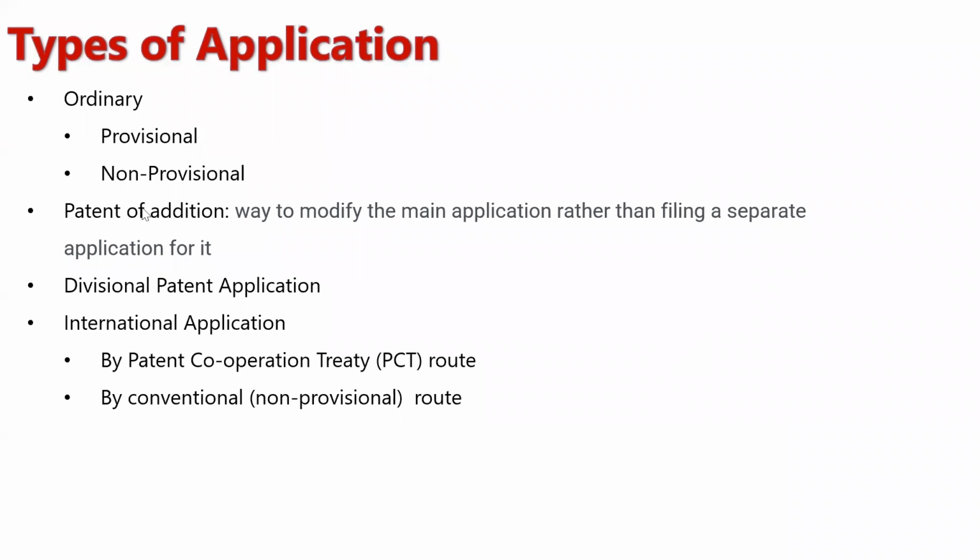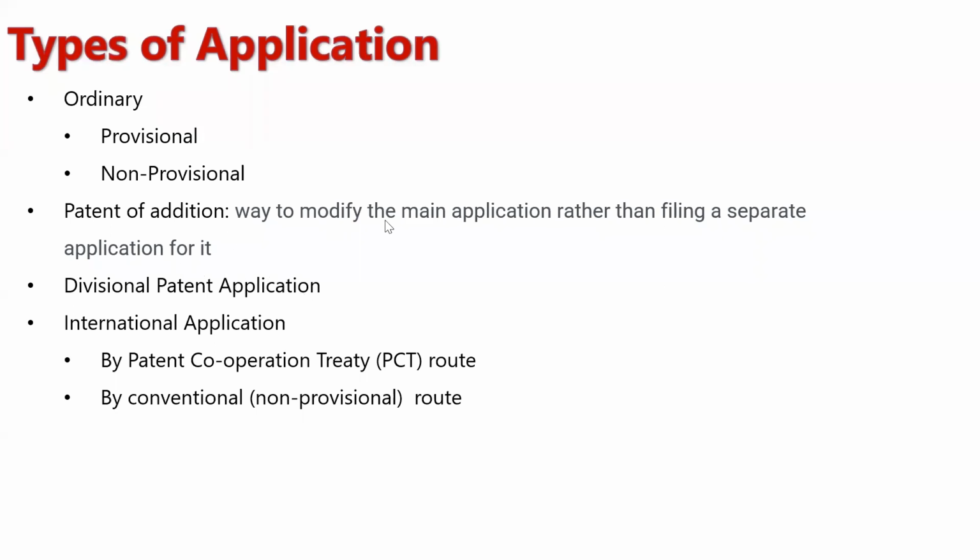Patent of addition. For a fresh patent, you use the ordinary application. But suppose you file the patent, and after filing you find that some part may not work, or it may infringe another product, so you can modify the main application. If you want to modify the application, rather than filing a separate application, you can use a patent of addition.